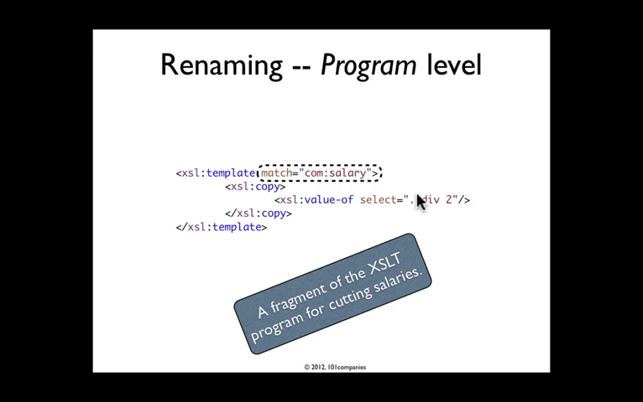And then at the program level, there are multiple idioms that could involve references to certain tags like salary. Here we show one template from the XSLT program for cutting salaries. So we match on salaries here. And we even have to be careful about how we deal with namespaces here and all that. So again, if you do renaming here, you also have to replace that sort of tag.